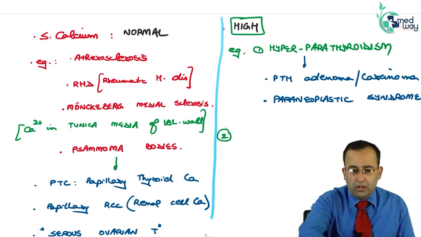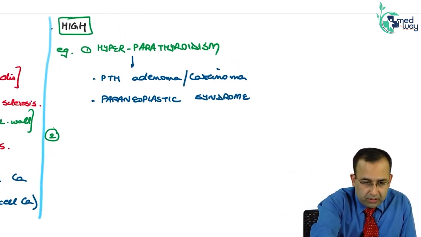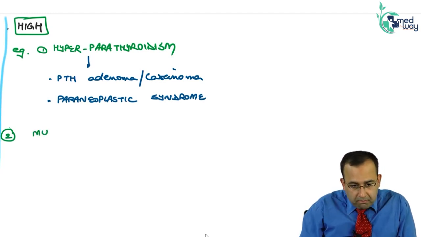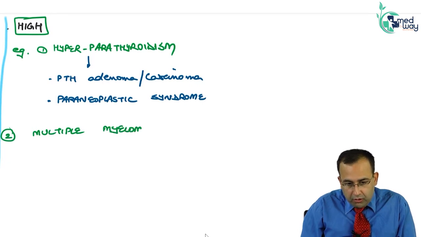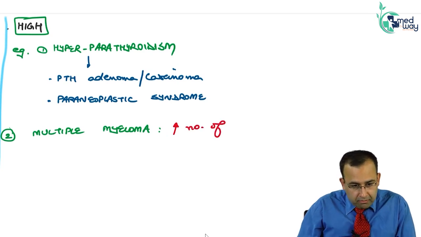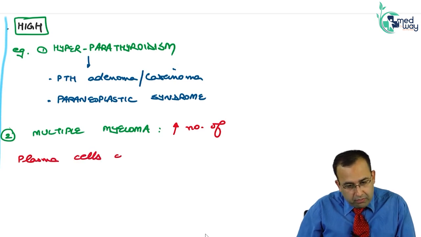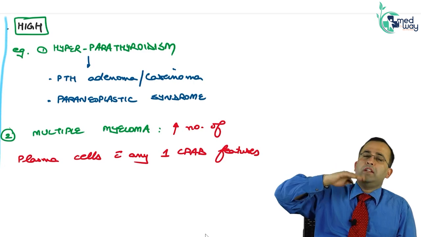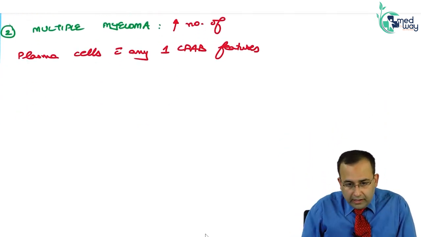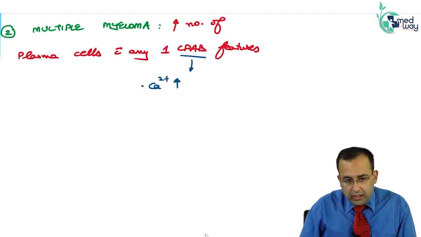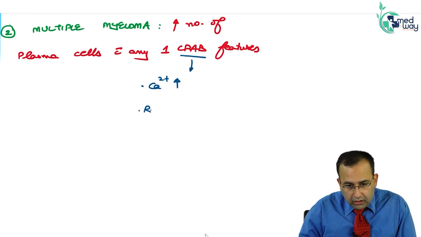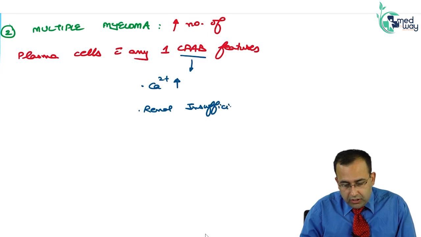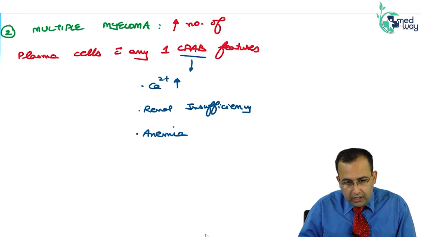Next example of metastatic calcification. In which blood cancer is calcium increased? Multiple myeloma. What is multiple myeloma? It is a malignancy of plasma cells. It shows an increased number of plasma cells with CRAB features, and we'll see that when we study hematology. CRAB stands for hypercalcemia, calcium is increased; R, renal insufficiency; anemia; and bone lytic lesions.